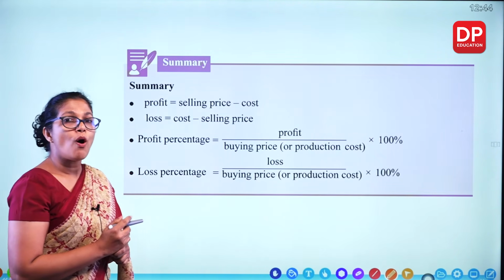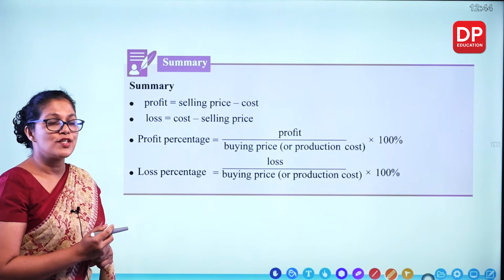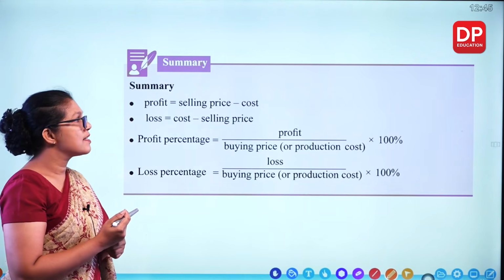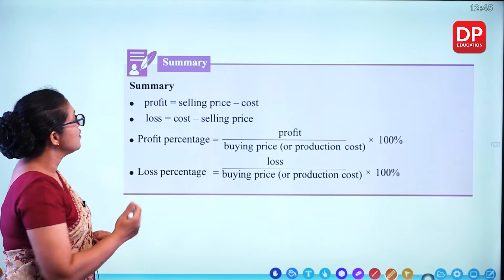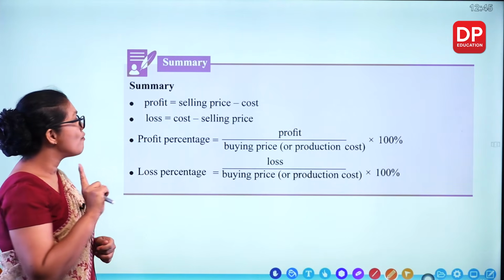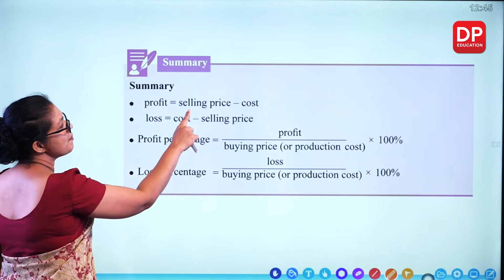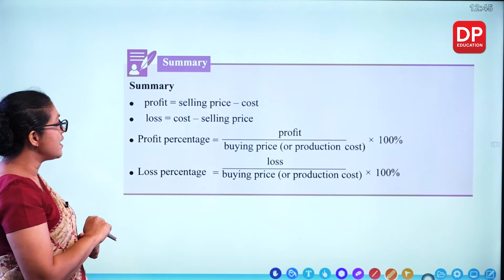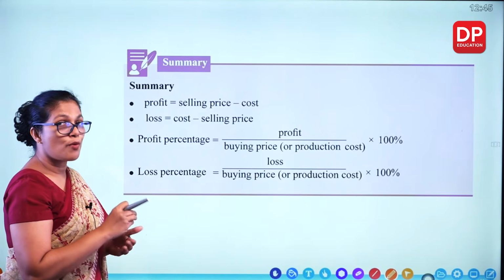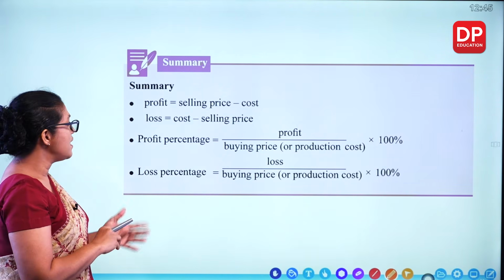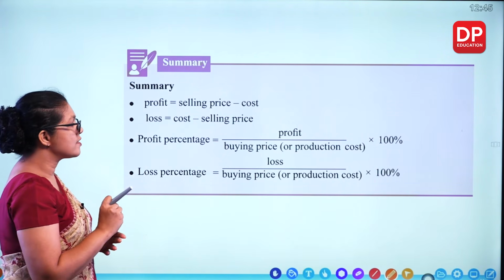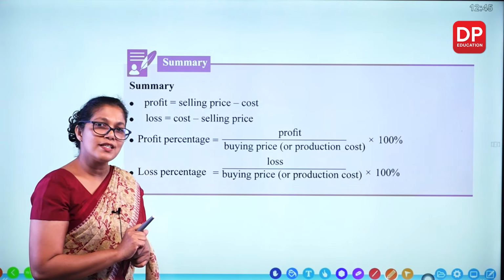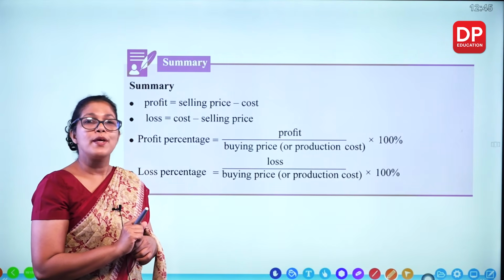So we covered all theory related to percentages, how to get the percentage profit, percentage loss, discounts, commission. So you need to know the formulae. Profit is selling price minus cost price. Loss is the cost price minus the selling price. And the profit percentage is profit over buying price into 100. And the loss percentage is loss over buying price into 100. So practice all questions and examples and be thorough with percentages.